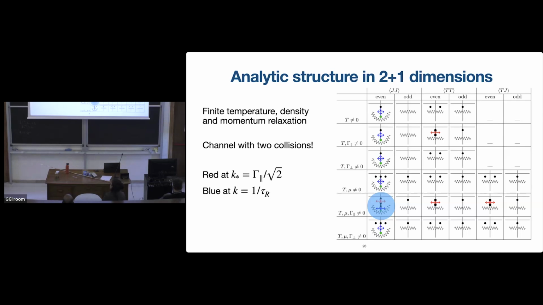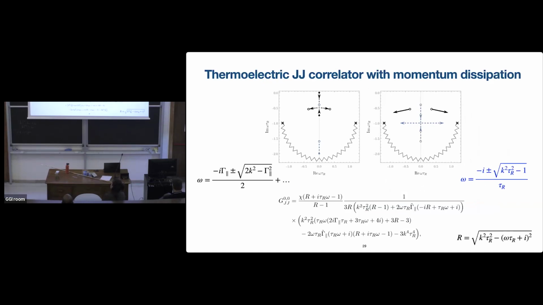The red one happens at the relaxation rate divided by the square root of the spatial dimension, and the blue one occurs at 1 over the relaxation time. I can try to show this. It's a little tricky because everything is overlapping, but you have this initial collision, the one that occurs for the momentum relaxation rate, which I show in black.